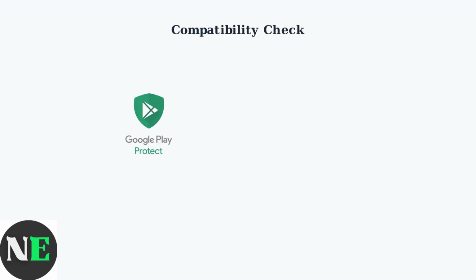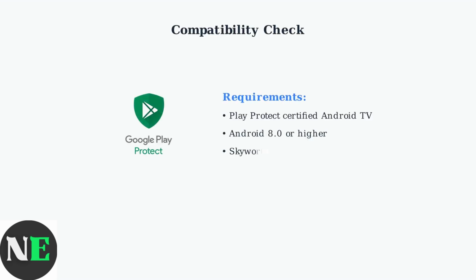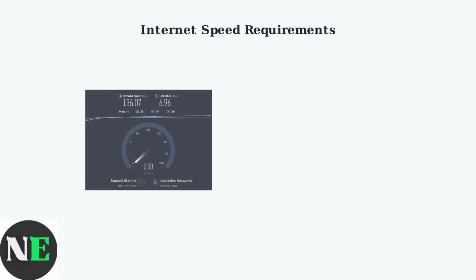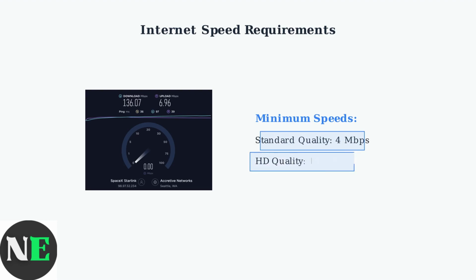Experiencing issues with DStv Stream on your Skyworth Smart TV? The first step is checking compatibility. DStv Stream requires PlayProtect certified Android TVs running version 8.0 or higher. Next, verify your internet connection meets DStv's requirements.